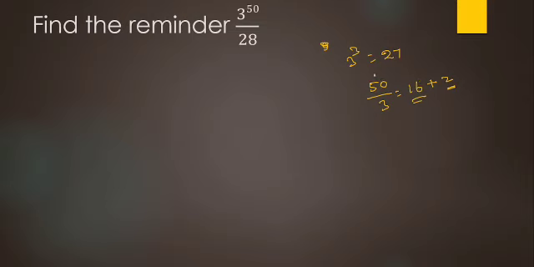Now we will do one thing. We will write this as 3 to the power of 3, with quotient 16, and we will apply here into 3 to the power of 2. The remainder is actually 2 here. So 3 to the power of 2 divided by 28.